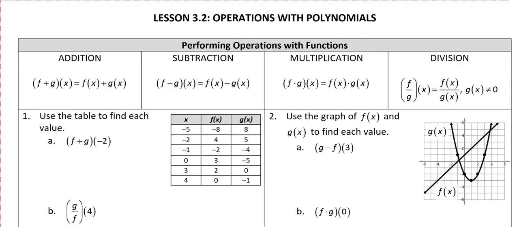In this lesson, we're going to talk about operations with polynomials. So these operations, the first ones we're going to talk about are just our normal add, subtract, multiply, divide. One thing to keep in mind is our notation looks a little funky sometimes.